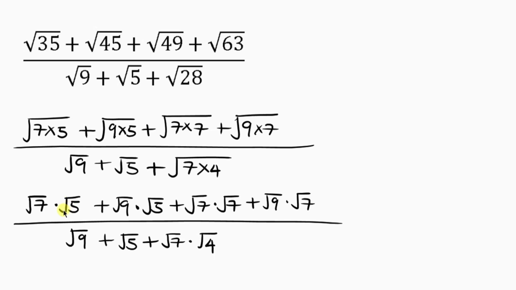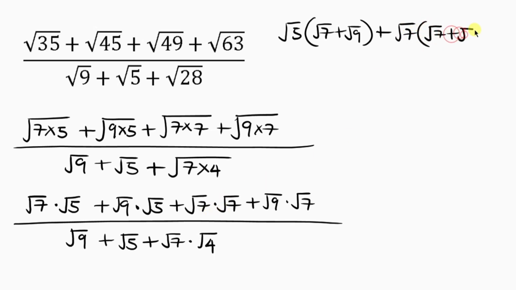Now, looking at the numerator, you notice that the square root of 5 is common here. And because of that, we can go ahead and factor that out. So the square root of 5. And what do I have? I have the square root of 7 plus the square root of 9. Cool. Plus, now on this other side, I have the square root of 7 common. So I can go ahead and factor that out, leaving behind the square root of 7 plus the square root of 9.